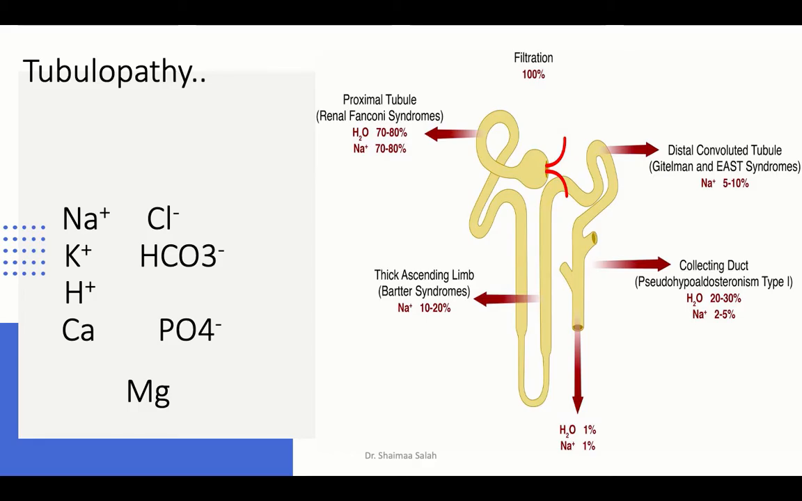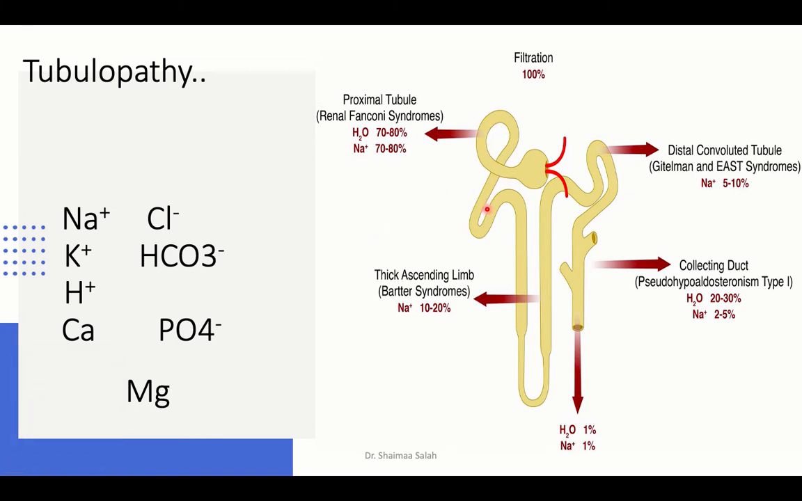Let's start with tubular defects. Renal tubules, as you know, are responsible for fine-tuning of the glomerular filtrate to reabsorb most of the water, sodium, bicarb, calcium, magnesium, and phosphorus. This maintains fluid balance, electrolyte balance, and acid-base balance.